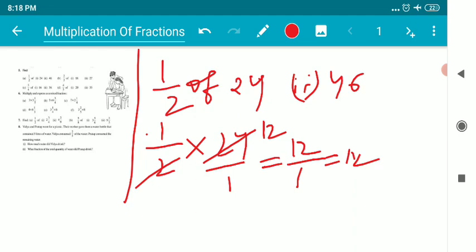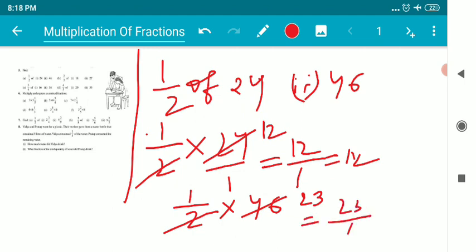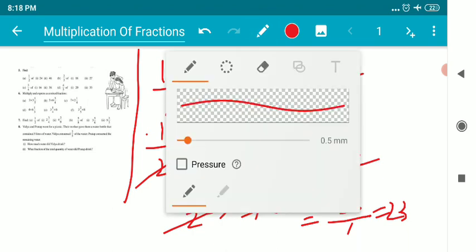The next part is half of 46, means half into 46. So as we all can see, 2 and 46 can be cancelled. So 2 cancelling 46 with the number 23. 2 23s are 46. Answer is 23 by 1, or we can simply write 23 only. No problem in that. So children, this is how we have to deal with this kind of questions. Let me erase my screen.